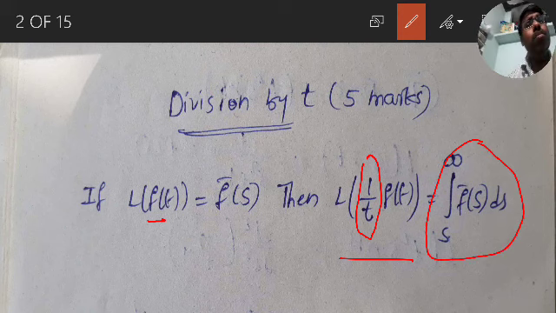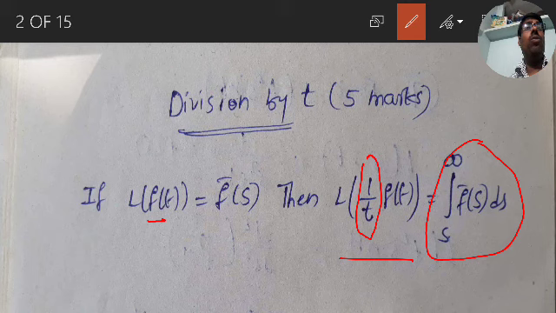Multiplied by t means derivative. Divided by t means integration. So what is the formula here?